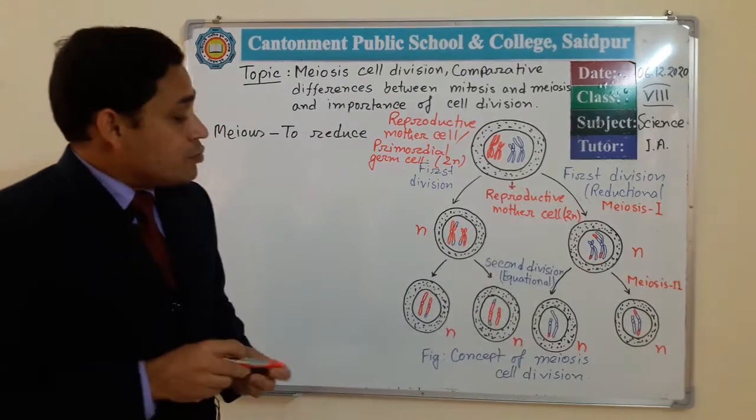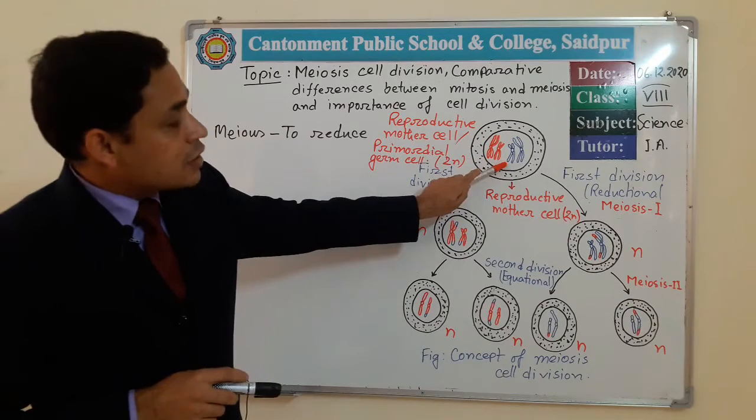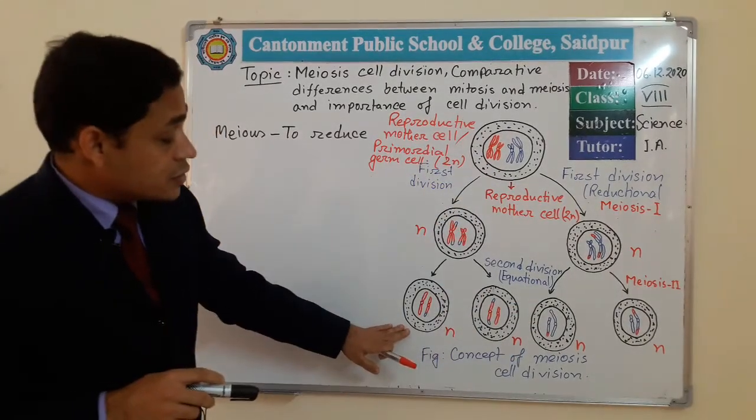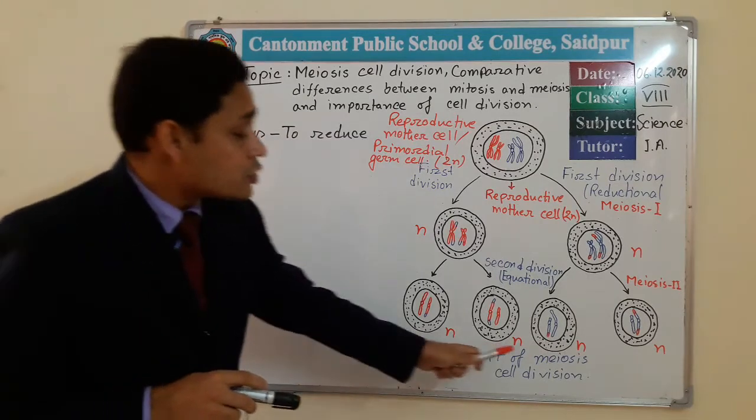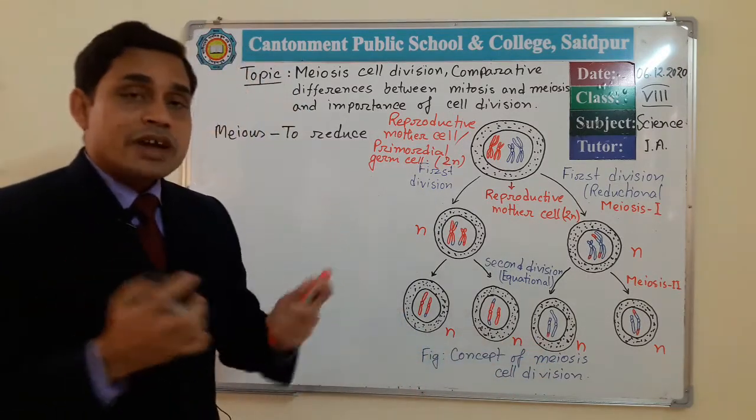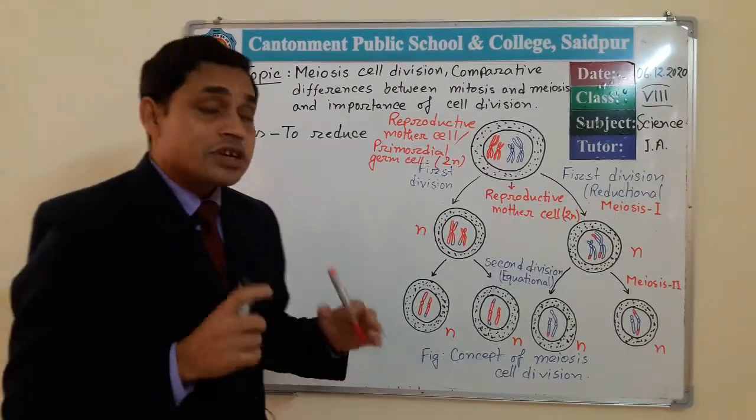So in meiosis cell division, if this is the reproductive mother cell and these are the newly formed cells, if we consider these are sperm and these are ovum, then if these two cells mate or fuse with each other, it forms a new cell.